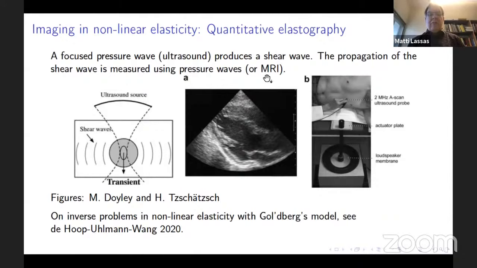Alternatively, people use also magnetic resonance imaging, but you can use also ultrasound waves. Usually physicists think that these are 2 different phenomena, shear waves and ultrasound waves, but in reality they are just 2 different polarizations of elastic waves. And when you are measuring waves with other waves, then you are actually using nonlinearity of elastic equations. This type of inverse problems has been recently studied by De Hoop, Uhlmann, and Wang. So this tells that this kind of nonlinear imaging works in practice.